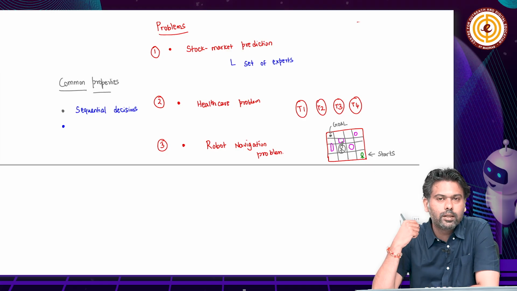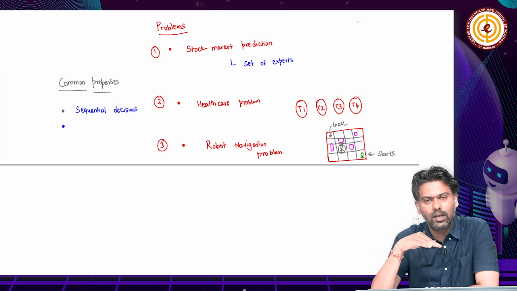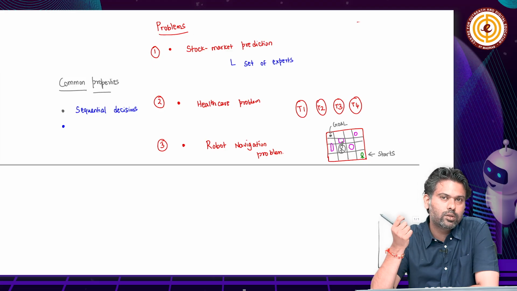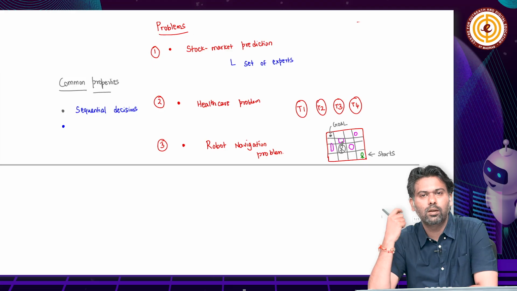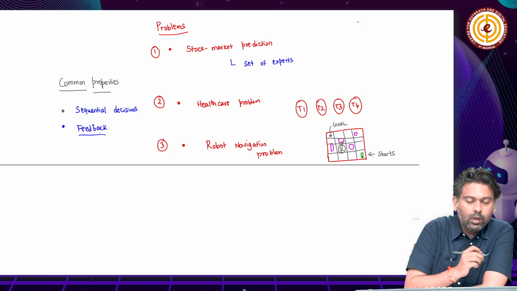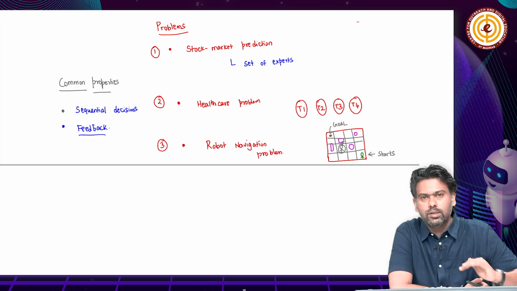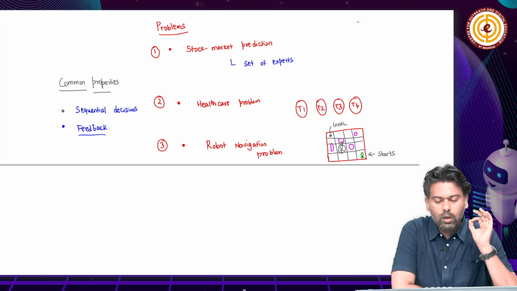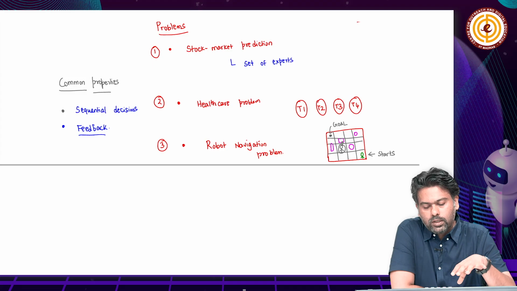Similarly, in the healthcare problem, the patient walks in and I make the decision, and after I make the decision, I get the feedback whether that decision was a good decision or not. Same with the robot: it makes a decision and then gets feedback whether the decision is good or not. So, the feedback is another common property of all these problems. The decision is made and then the feedback comes post the decision making. Now, let me ask you all a very important and fundamental question.